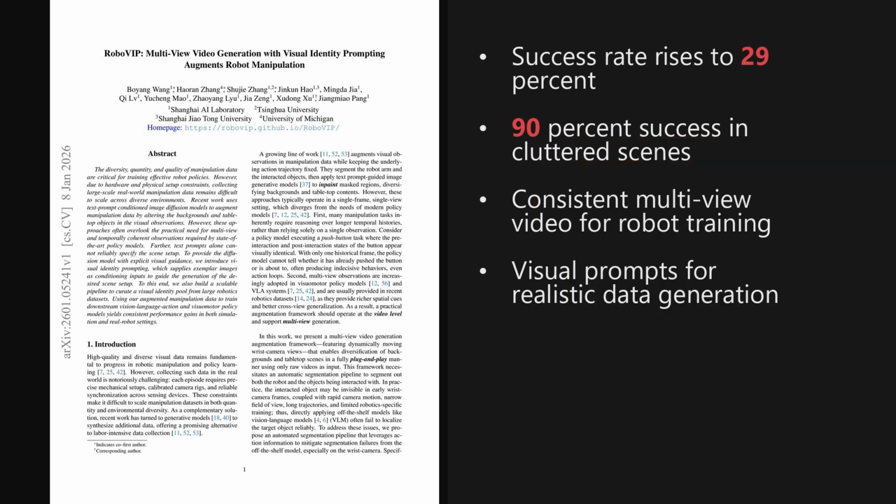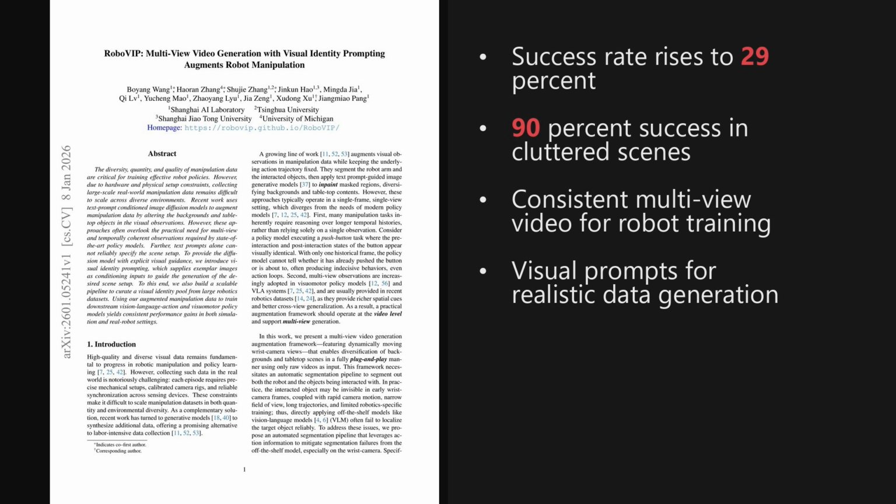I'm Alex. Today we're looking at a paper from the Hugging Face trending list, published on January 8, 2026, just yesterday. It introduces a video generation framework that uses visual prompts to augment robot training data, boosting the success rate of the Pi-0 model from about 17% to 29% in simulations.